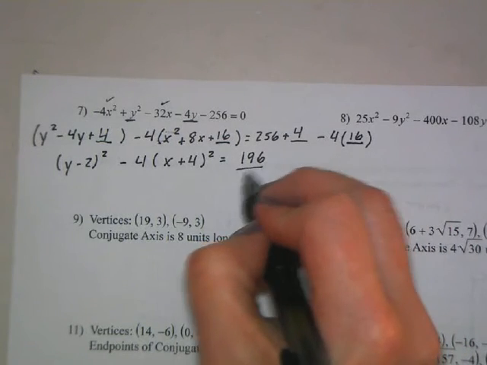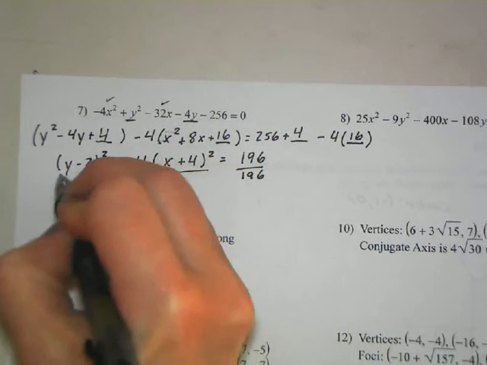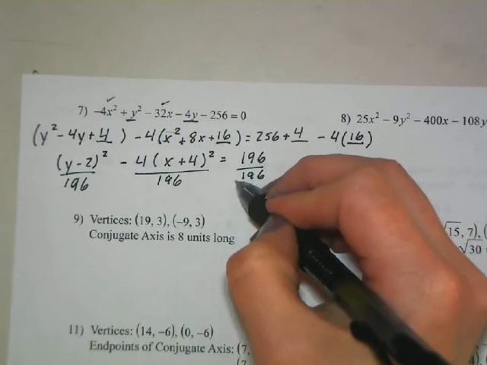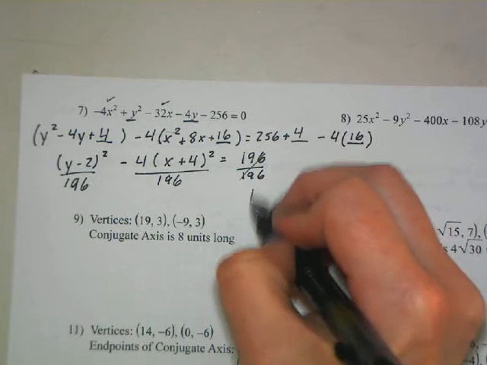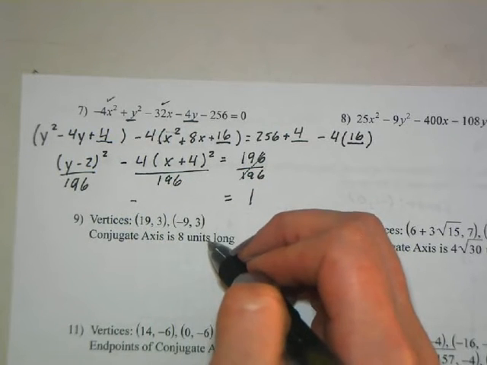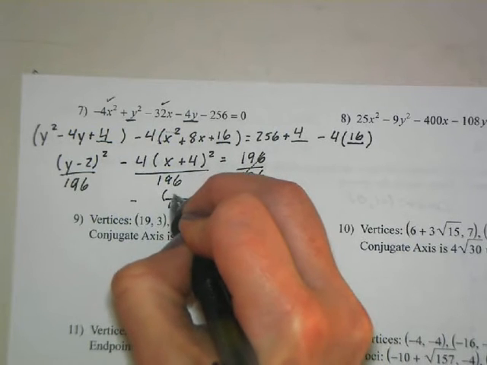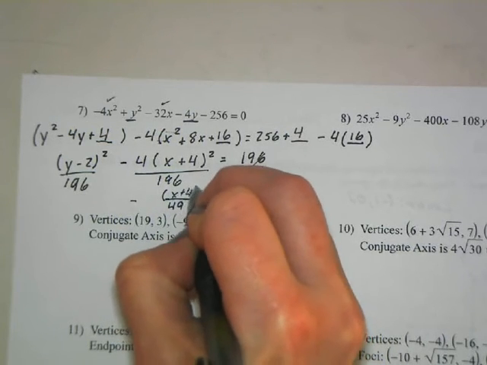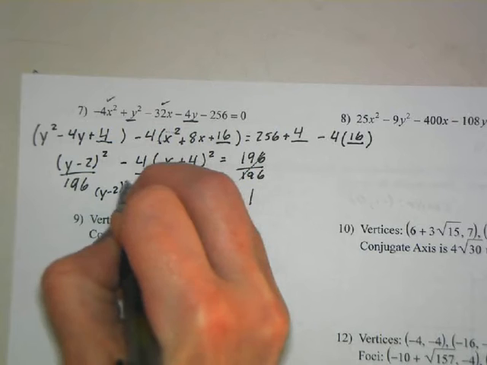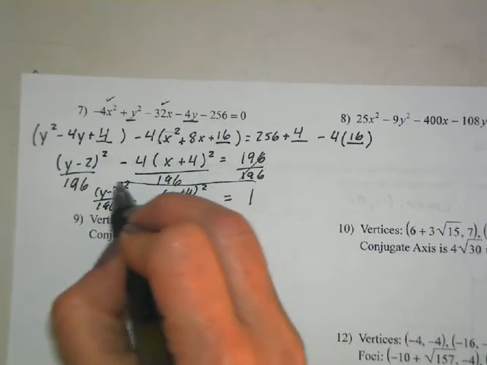Okay, now you come back and do the same thing you did with the ellipses. You divide it out. So this now becomes 1. This right here reduces down to 49 on the bottom. And this one we don't have to reduce down. I should have left more room, shouldn't I? Sorry about that.